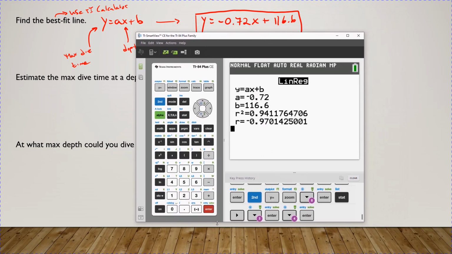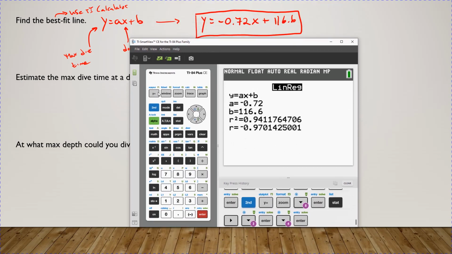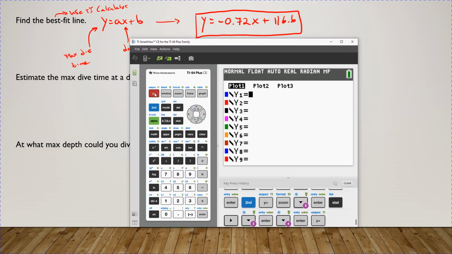So again, just to plug this stuff in, you're going to press the Y equals. And to have this negative, you're going to use this. Don't use the subtraction sign. So this is the negative right where my mouse is. Negative 0.72 times x plus 116.6.